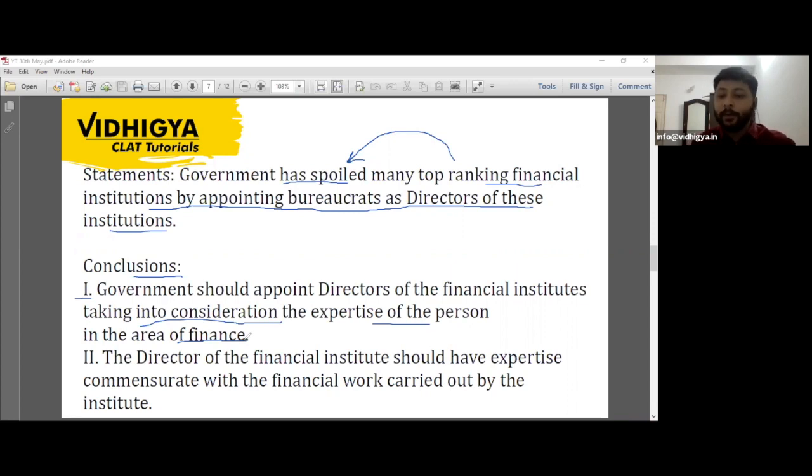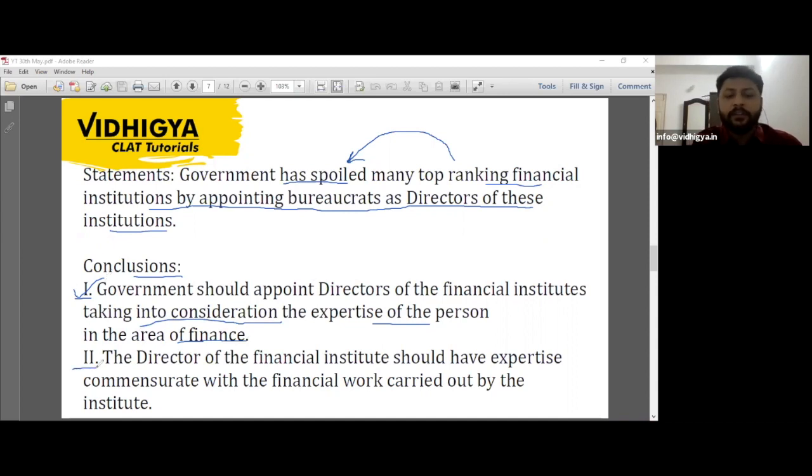So यहाँ पर उसने क्या बोला? He has come up with the solution of this. This is how it can be solved. So in the conclusion, if a problem is given, the solution of that can be considered as the conclusion. जब वो आपको course of action जैसा दिख रहा है तभी भी you can do that. All right. So the government should appoint directors of the financial institutes taking into consideration the expertise of a person in the area of finance. ये correct है because this will resolve the problem. This will resolve the issue. So first one will do.